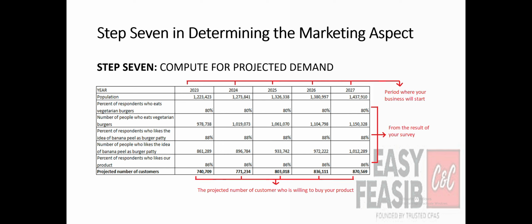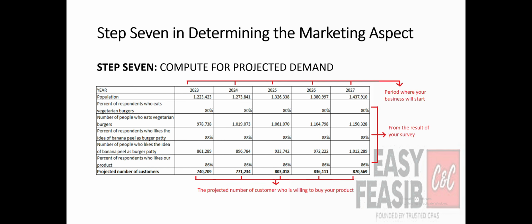You might start to appreciate now the importance of your survey results. Then get again the product of the fourth and fifth row to come up with the number of people who like the idea of banana peel as burger patty and put it on your sixth row. For the seventh row, get again the percentage from your survey results on the question, do you like our product? Which is the 86%. Finally, on the eighth row, get the product of the sixth and seventh row to come up with the projected number of customers.